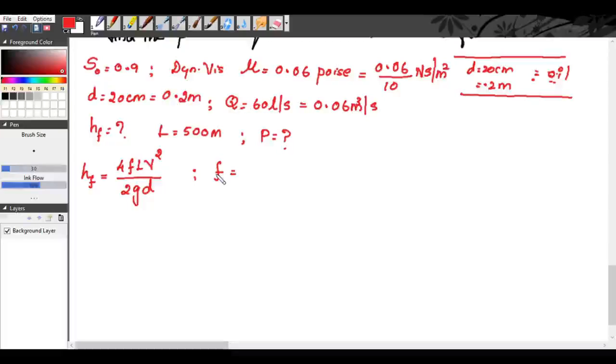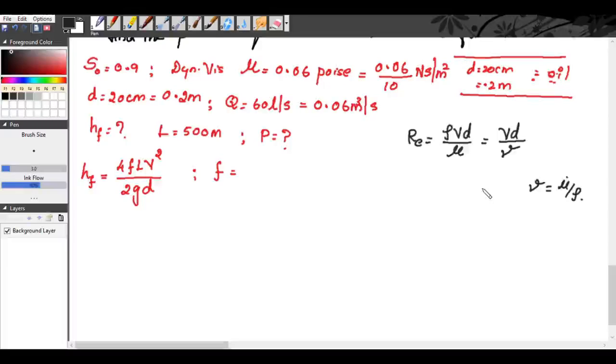So for that, we need to find Reynolds number first. So what is Reynolds number? Reynolds number is equal to rho Vd by mu. So that is nothing but Vd by nu. Nu means kinematic viscosity. Kinematic viscosity nu is equal to mu by rho, dynamic viscosity by rho. We have studied these in our first module.